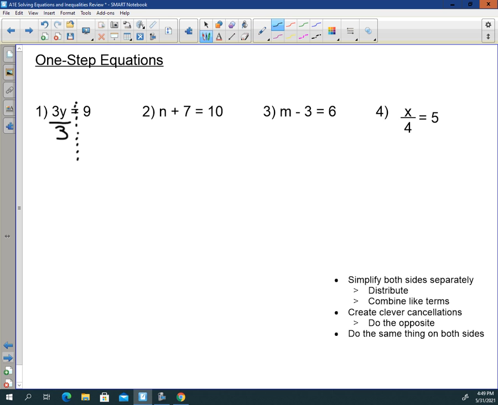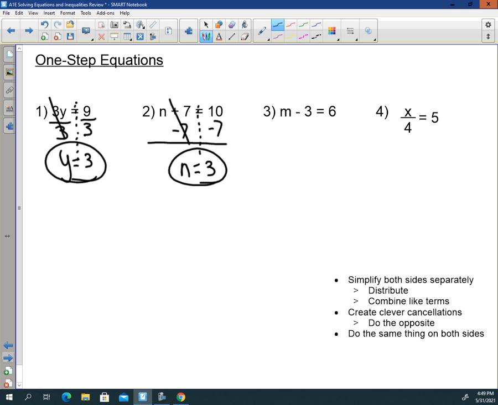The last step is to remember to do the same thing to both sides. Now we have the cancellation, and we have y equals 9 divided by 3, which is 3, and that problem is done. Number 2, when we look at simplifying, either side is completely simplified as well. And so we have n plus 7, so we're going to subtract 7 and make sure we do the same thing to both sides. There's your cancellation, n equals 10 minus 7, which is 3.